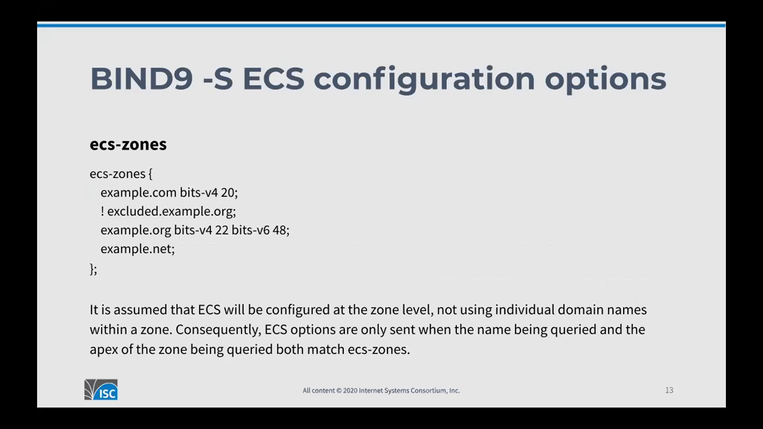ECS zones, and you'll see I've actually got a named.conf snippet here. In this example, what we're saying is for example.com, I want to send a /20 in v4. I don't want to send any ECS related data for this excluded.example.org. And then for example.org itself, I want to send /22 related data and /48 for IPv6. And then I'm also going to send ECS data for example.net. Since I'm not specifying the bits here, it's going to use the global option. So in our example, this will be a /24.